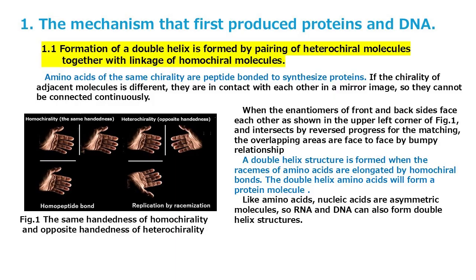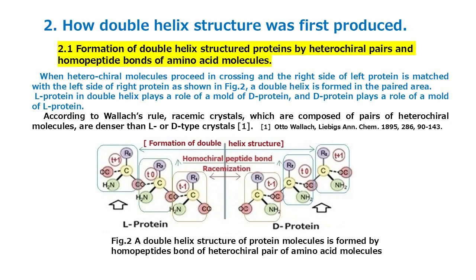A double helix structure is formed when the racemes of amino acids are elongated by homochiral bonds. The double helix amino acids will form a protein molecule. Like amino acids, nucleic acids are asymmetric molecules, so RNA and DNA can also form double helix structures. How double helix structure was first produced.